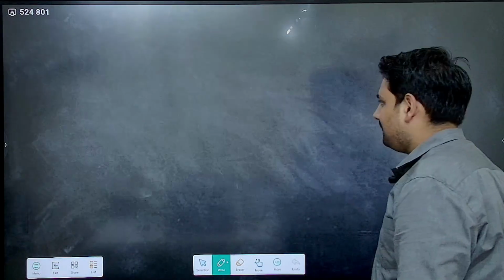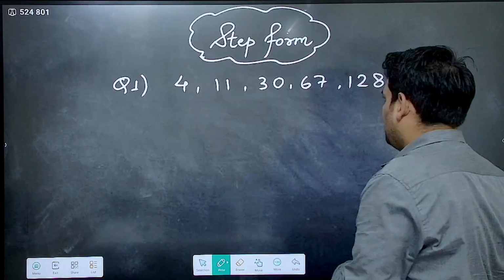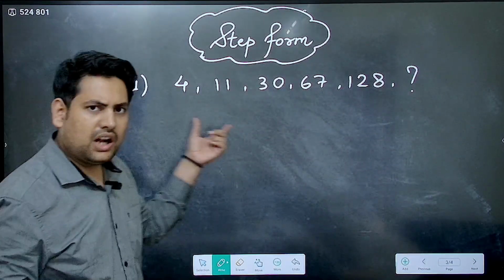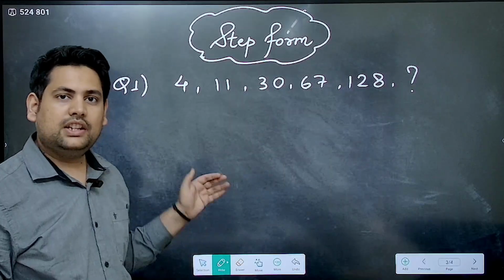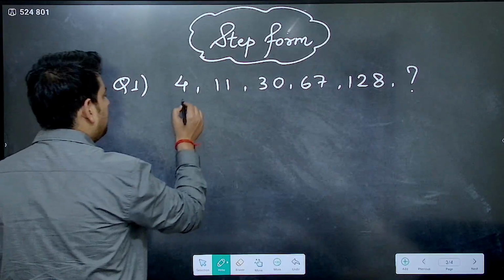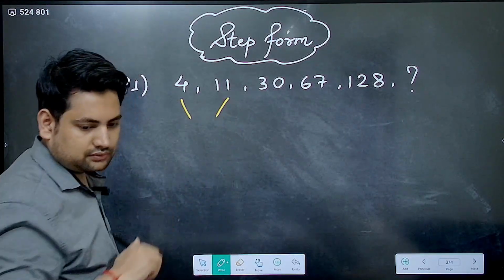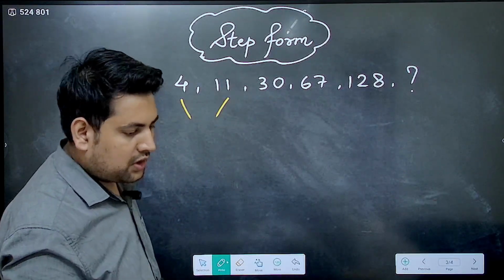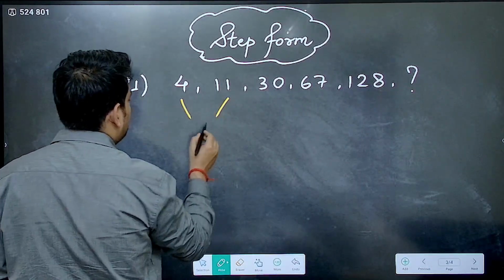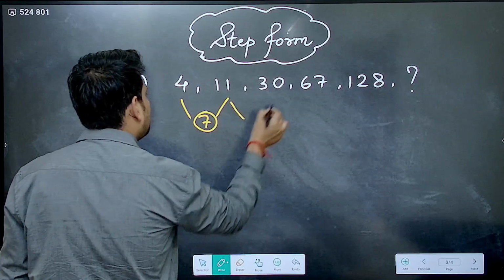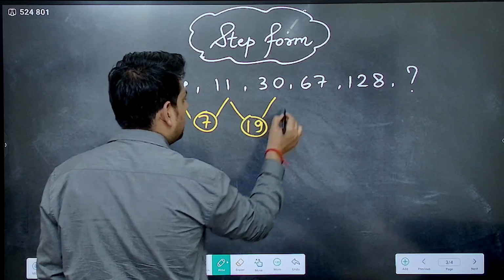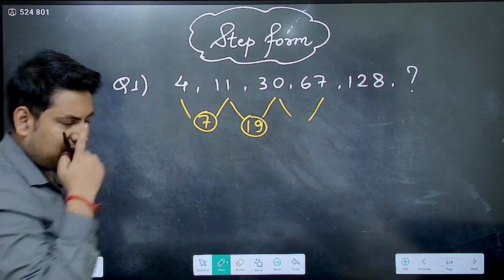This is step form. Just understand first with an example how step form works. Then we'll try to do it in our original question. See this. So 4 and 11. What would be the difference? Just find the difference between two numbers. 4 and 11, difference would be 7. Then 11 and 30, their difference will be 19. Then 30 and 67, their difference would be what?